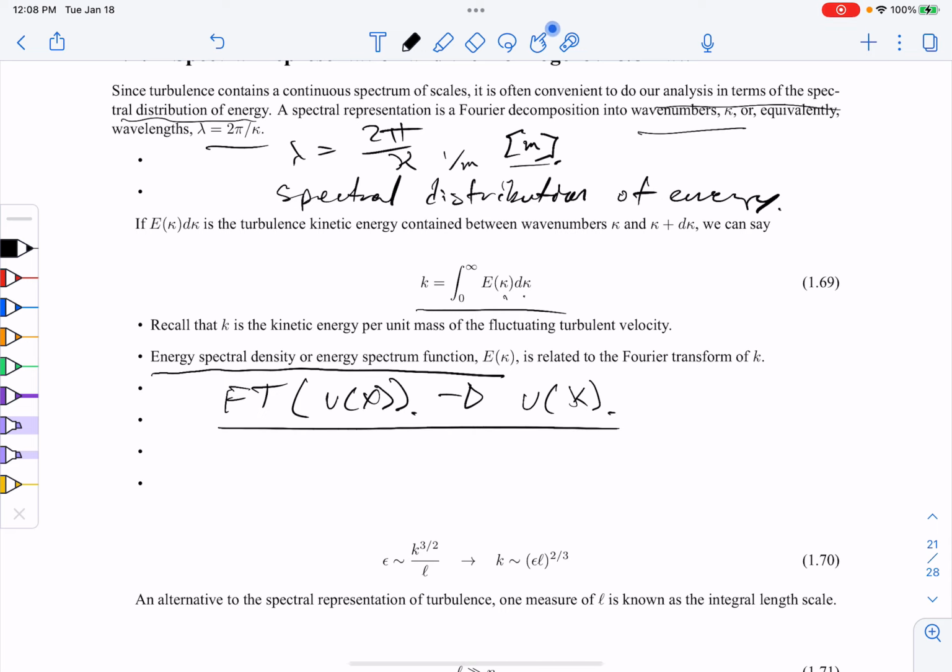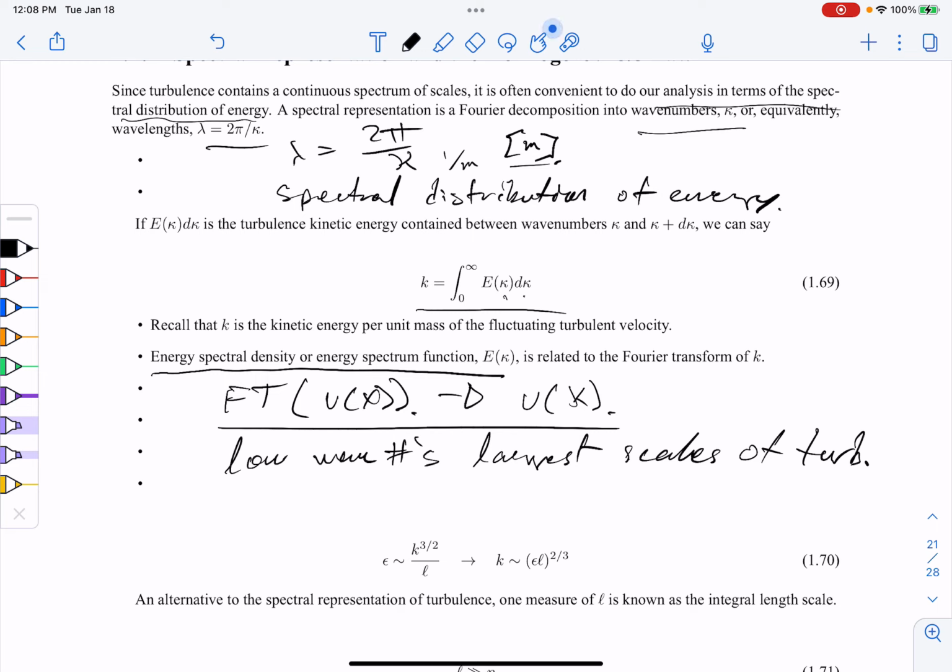So we know this is related to the Fourier transform. Now it turns out that for low wave numbers, you'll have the largest scales of turbulence. And that probably indicates to me what? That at these low wave numbers, I'm going to have the most energy at the largest scales, the energy containing scales. And we'll see that in a second.